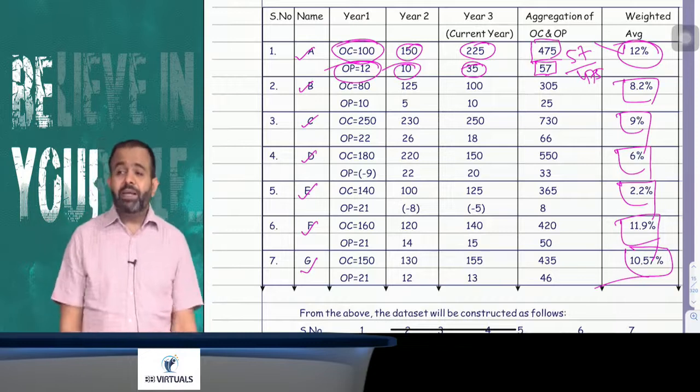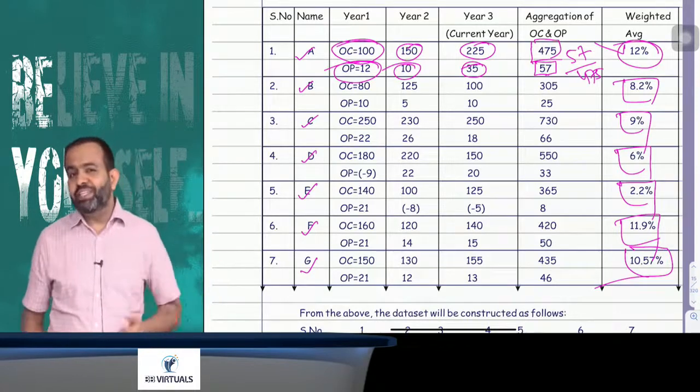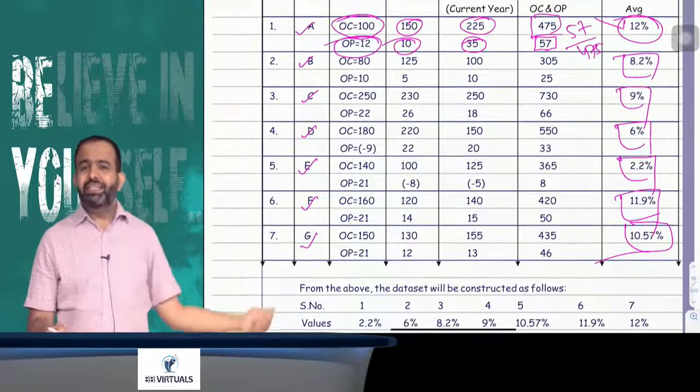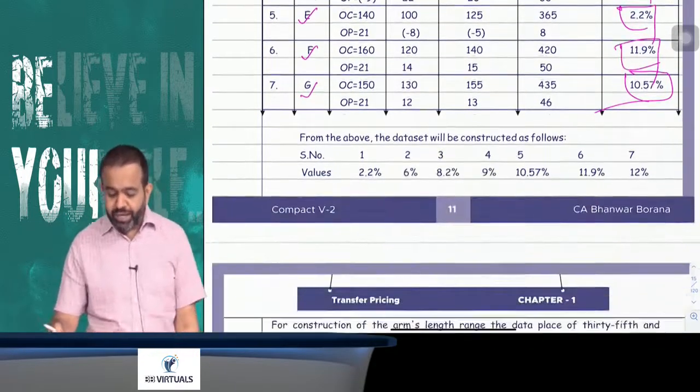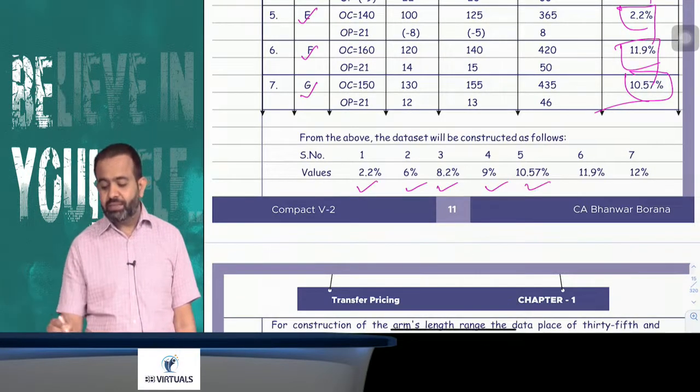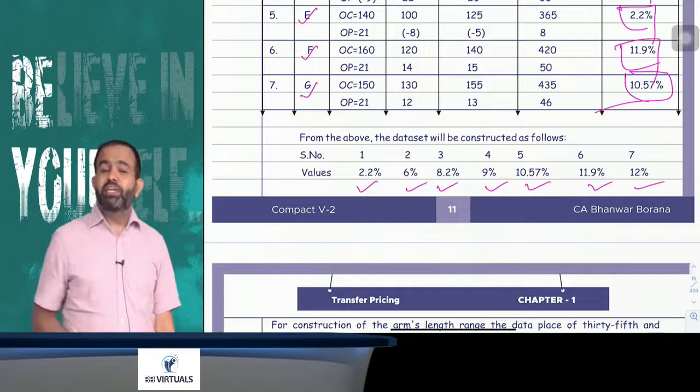So whenever you have 6 or more arm length prices, then you have to follow the range concept. So first, you have to arrange these arm length prices in ascending order. So the smallest value is 2.2%. So first 2.2, 6, 8.2, 9, 10.57, 11.9 and 12%.